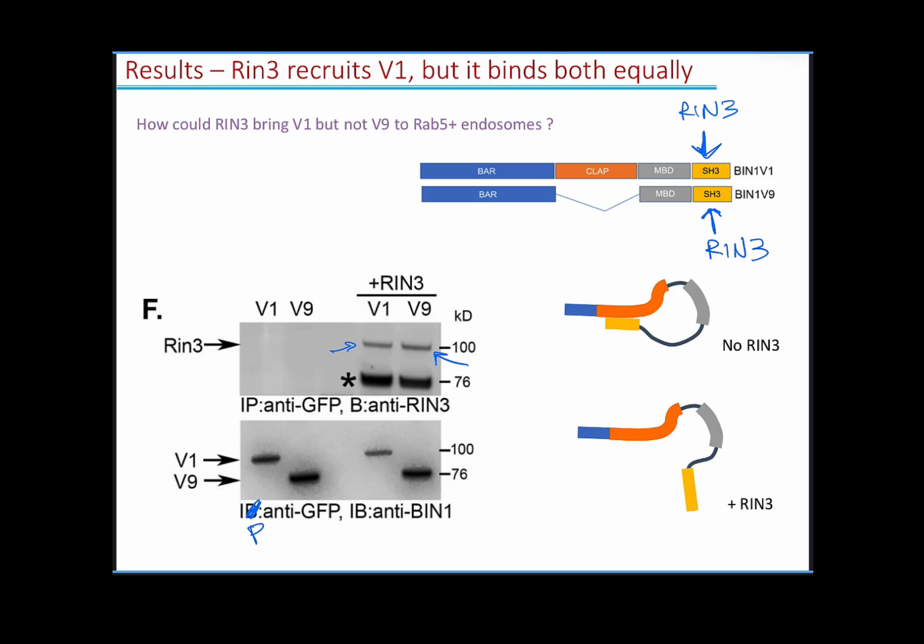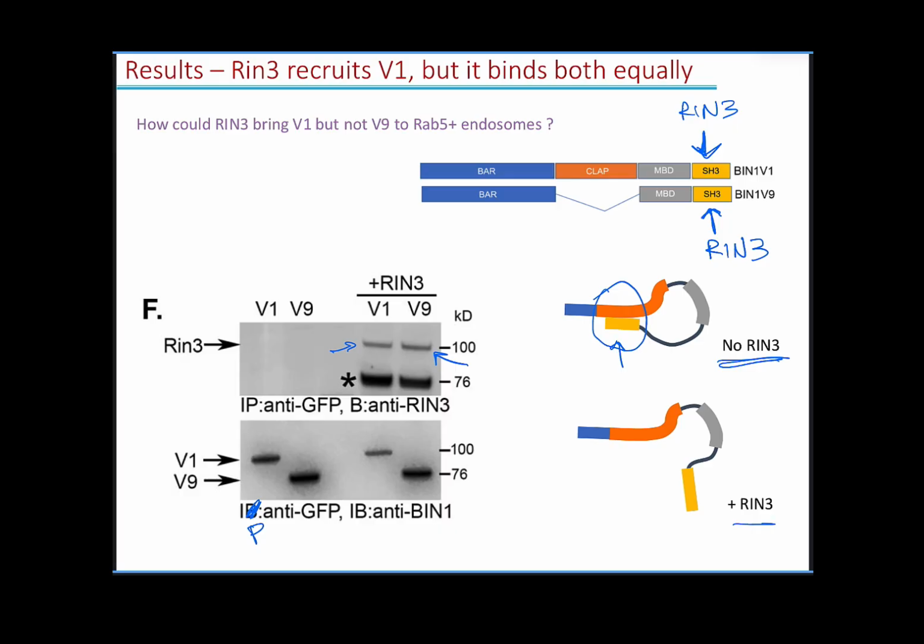And then they have a model that they present in the discussion, but that I illustrated here. Their model is that the SH3 domain can bind to the CLAP domain in what they call an intramolecular interaction, meaning an interaction between two domains of the same molecule, of the same BIN1 protein. What they're proposing is that when there is no Rin3, that intramolecular interaction between SH3 and CLAP takes place, and that sequesters CLAP away from interacting with anything else within the cells.